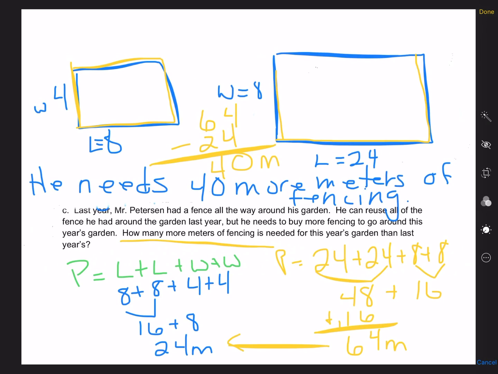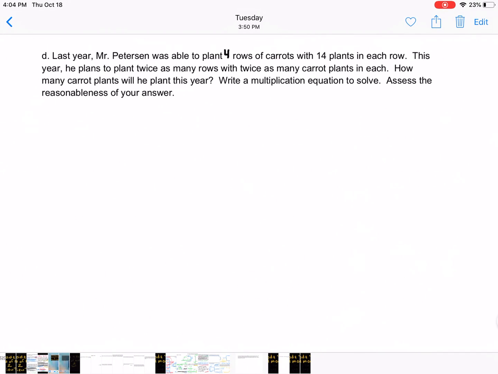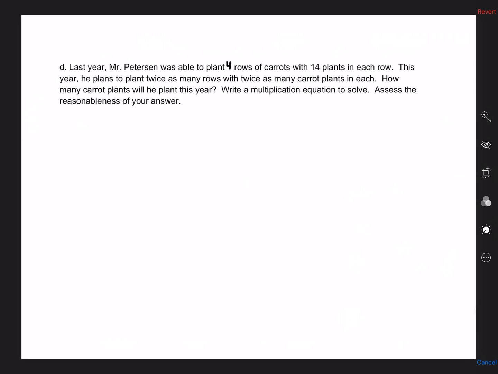Let's go on to the last one. Part D says, last year Mr. Peterson was able to plant 4 rows of carrots with 14 plants in each row. This year he plans to plant twice as many rows with twice as many carrot plants in each row. How many carrot plants will he plant this year? Write a multiplication equation to solve and assess the reasonableness of your answer.